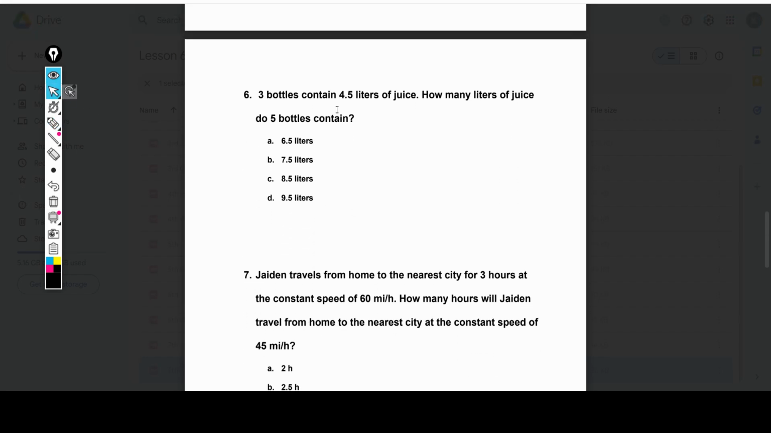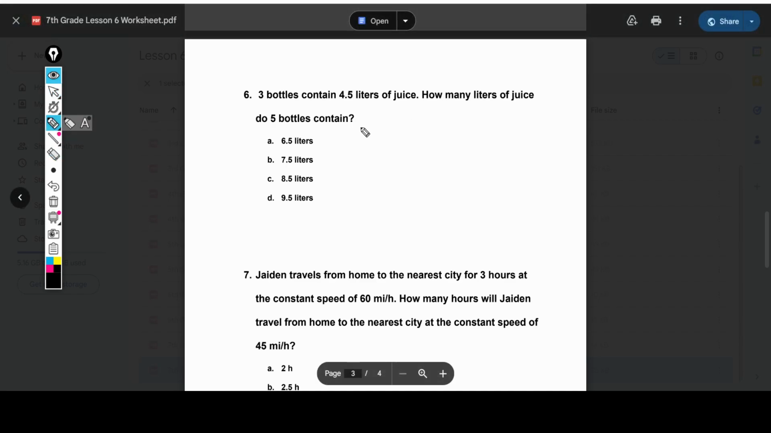And then 3 bottles contain 4.5 liters of juice. So how many liters of juice do 5 bottles contain? Well, we can write this out as 3 bottles. For every 3 bottles, there are 4.5 liters of juice. I'll just write it as L. So that means how many liters of juice? There are going to be X liters for every 5 bottles.